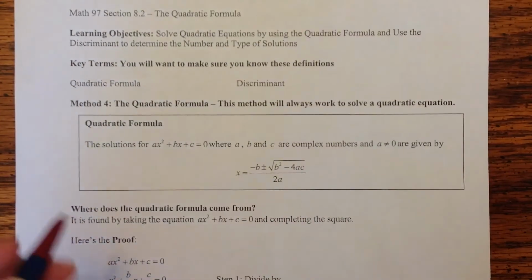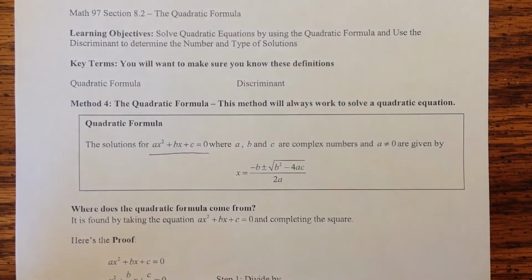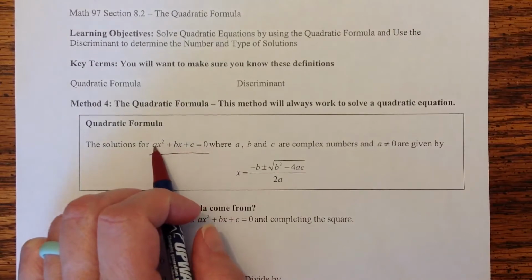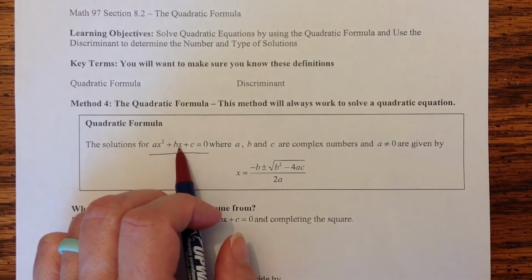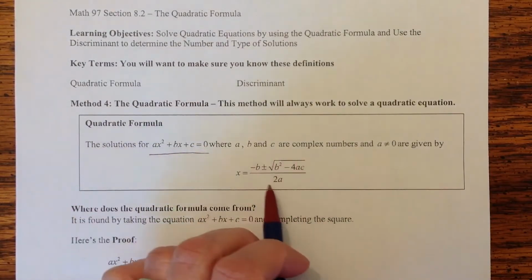your answers. So here's the standard form of a quadratic equation, ax squared plus bx plus c equals 0. A is the coefficient of x squared, b is the coefficient of x, and c is the constant. Those numbers will be needed for this formula.